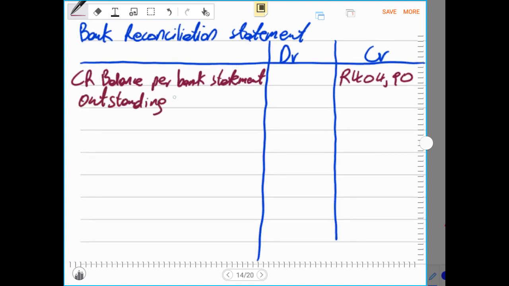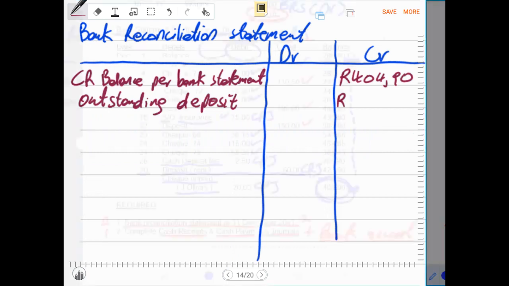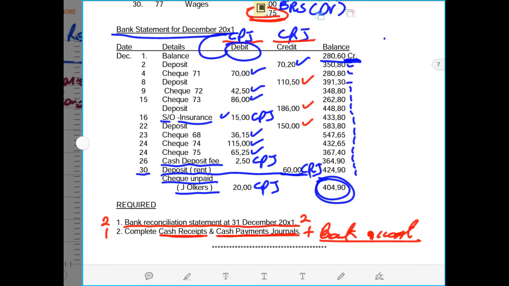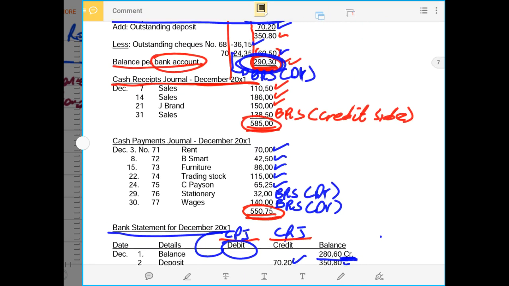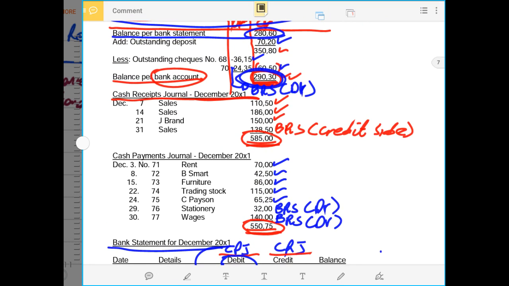Remember, outstanding deposits are the amounts that were in the cash receipt journal, but not in the bank statement. So now I'm looking for the cash receipt journal, and if there is any figure there where I said BRS, I take that figure. I go to my cash receipt journal because I'm looking for the outstanding deposit, and then I do have my outstanding deposit.